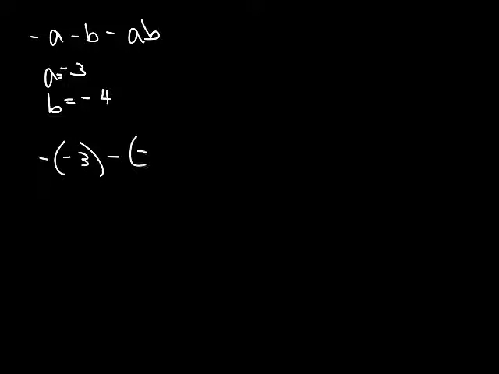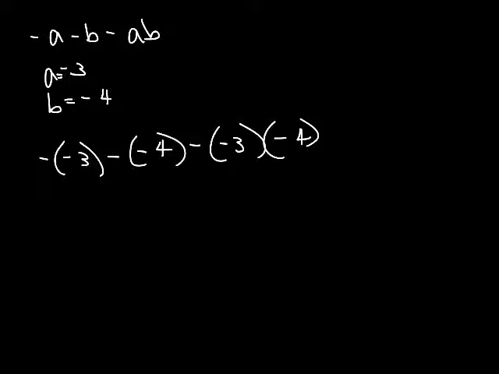They're not too terribly awful. Well, this one could be a little tricky if you don't watch your negatives. And we're saying that a is negative 3, and b is negative 4. So that's the case. We write this out: negative 3 minus negative 4 minus negative 3 times negative 4.